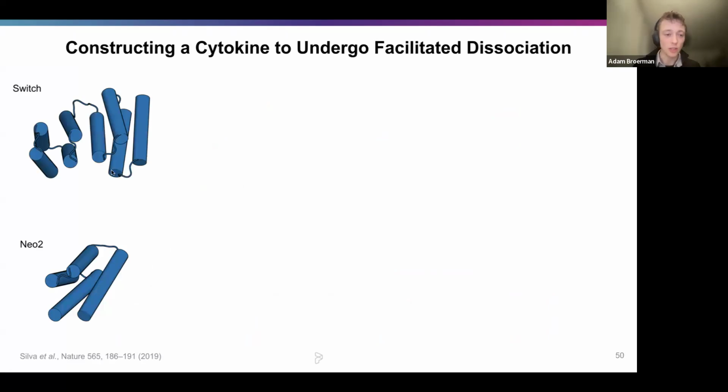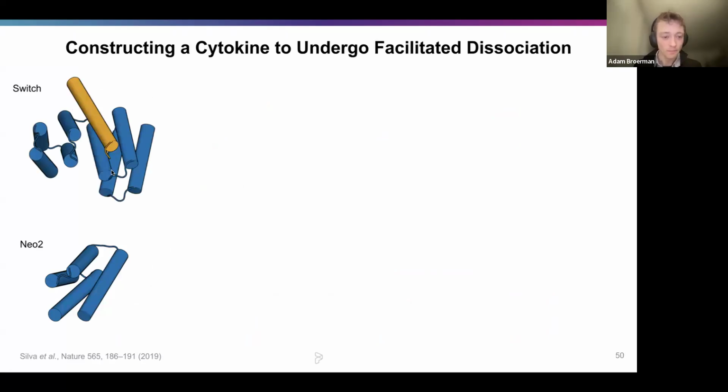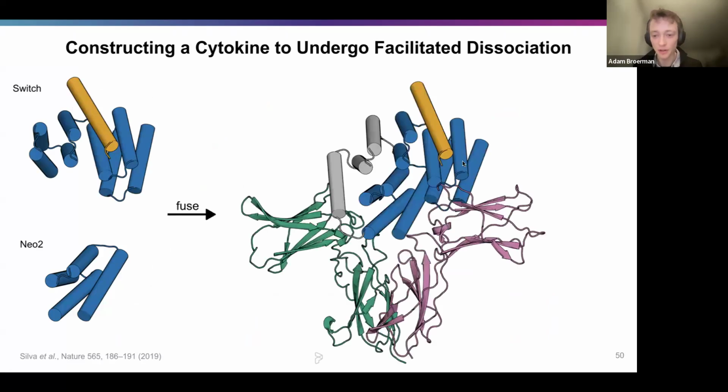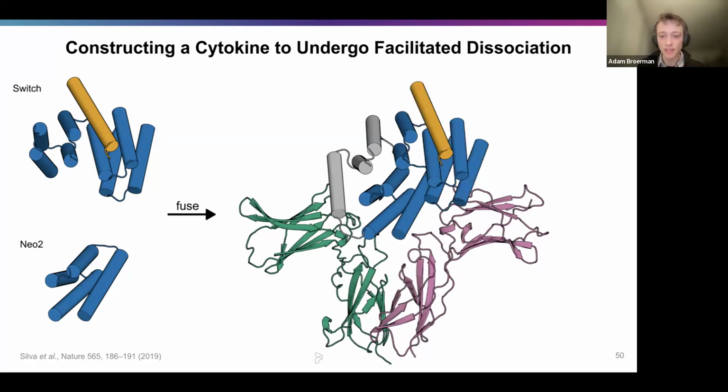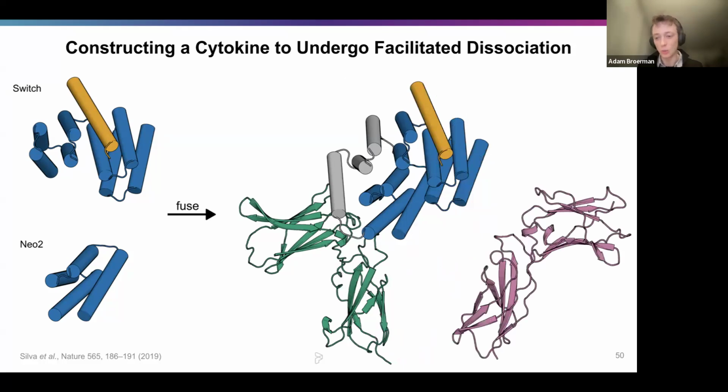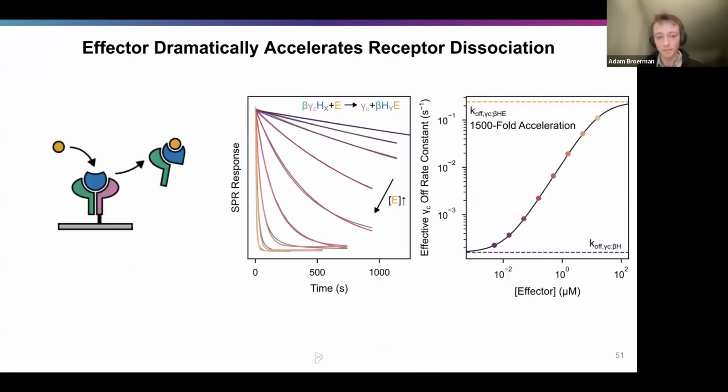Okay, so to actually achieve this, I started with a de novo designed mimic of IL-2 called Neo2, and I used that same switch that I showed before. Then I fused them together so that when the effector is bound, the switch clashes with one of the receptor chains, but in the absence of the effector, that receptor can bind normally. So the idea is that if you add this effector, it binds, induces this conformational change, leading to receptor dissociation.